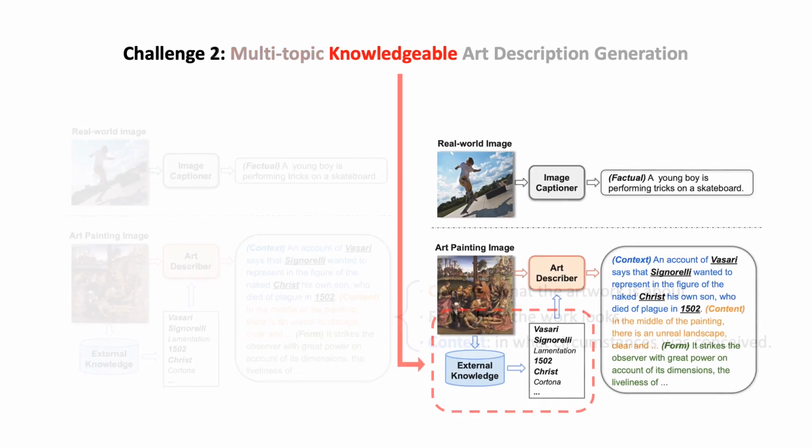The second one is knowledgeable. A comprehensive explanation of an artwork requires not only the factual description of its content, but also background knowledge, such as details about its author, the context of the creation process, and so on. This information is rarely contained in the artwork image itself.